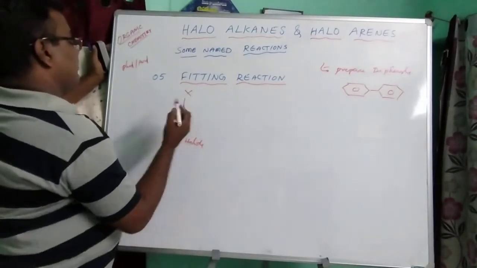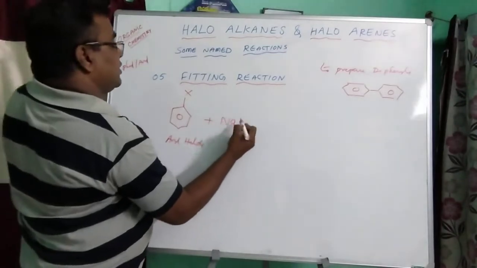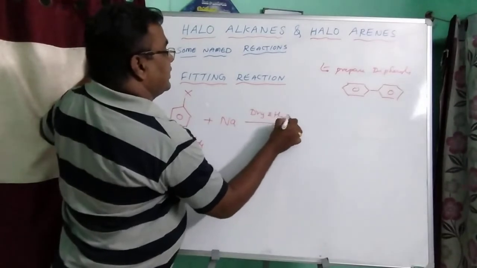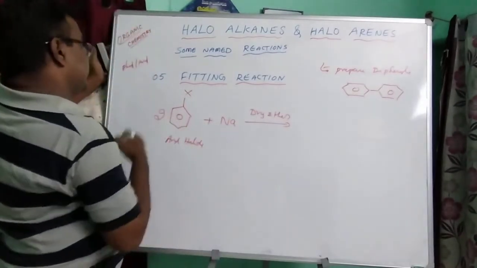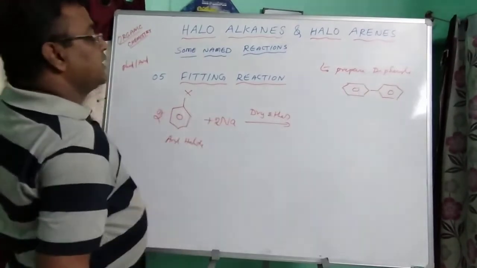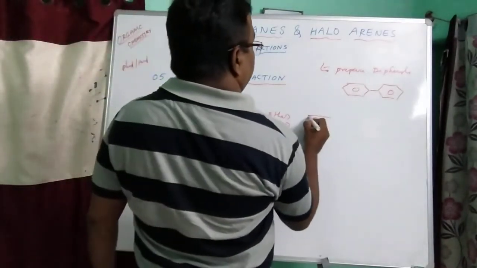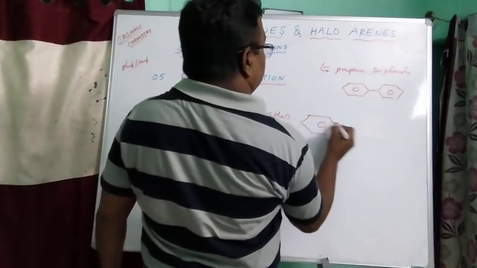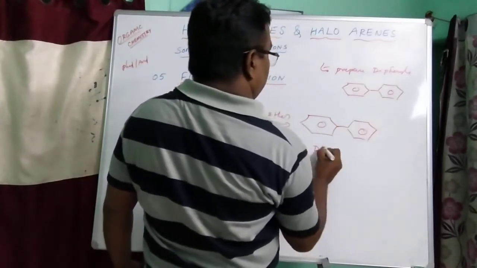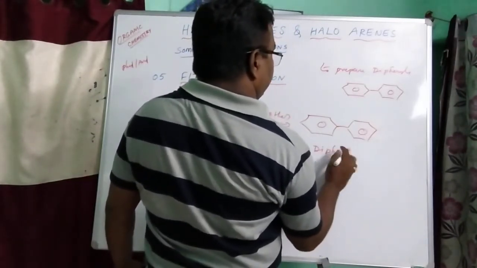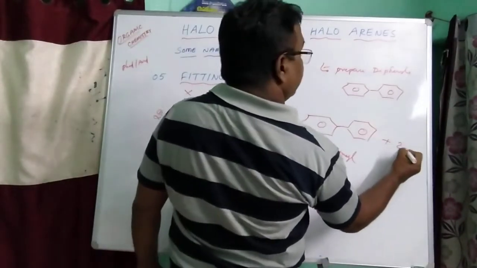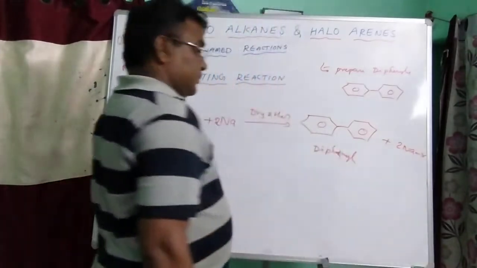So when aryl halide reacts with sodium metal in presence of dry ether, that means 2 moles aryl halide react with 2 moles sodium, it gives diphenyl as main product and the byproduct is sodium halide.